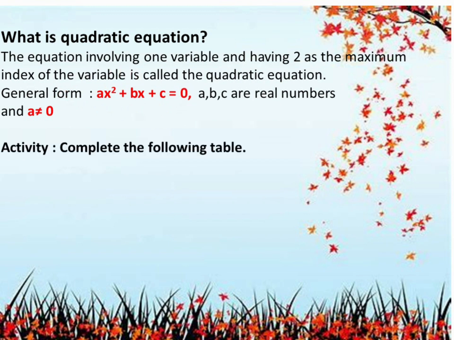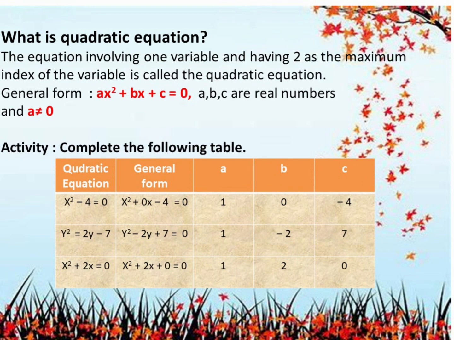Now here you have one more table which is given in your textbook. Very simple. They have given the quadratic equations. You should convert into a general form and you should find the values of a, b, c. The first one, x square minus 4 is equal to 0. While writing in the general form, you will write x square as there is no bx term. The bx term is not there. You will write 0x. Minus 4 is equal to 0. Here a is equal to 1, b is equal to 0 and c is equal to minus 4.